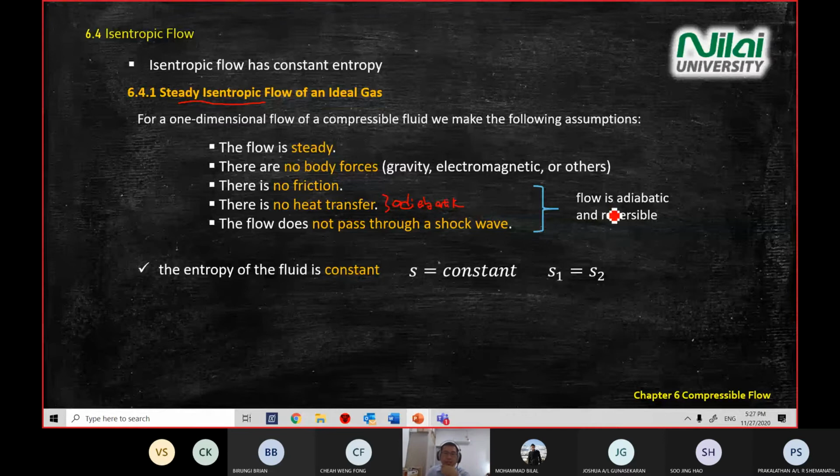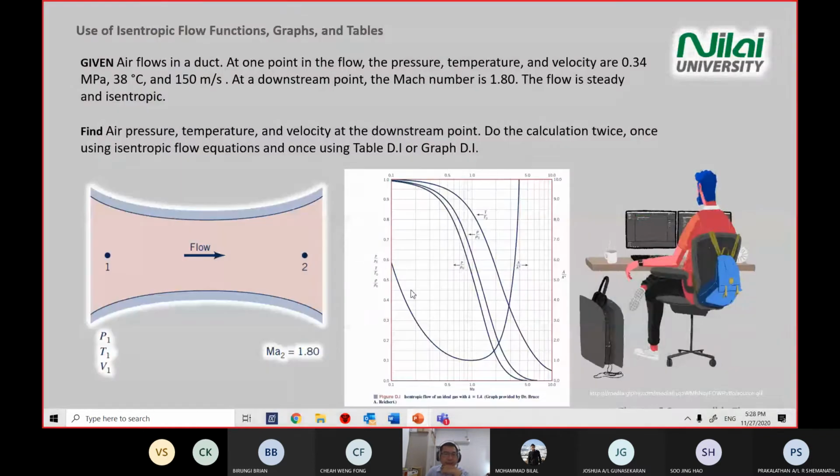So when the question says that it's adiabatic and reversible, it means that we have all these settings. We don't need to consider friction or heat transfer. There's no heat transfer, and there's no problem of passing through a shock wave. And entropy, the S, all these are constant. Now we look at one example.